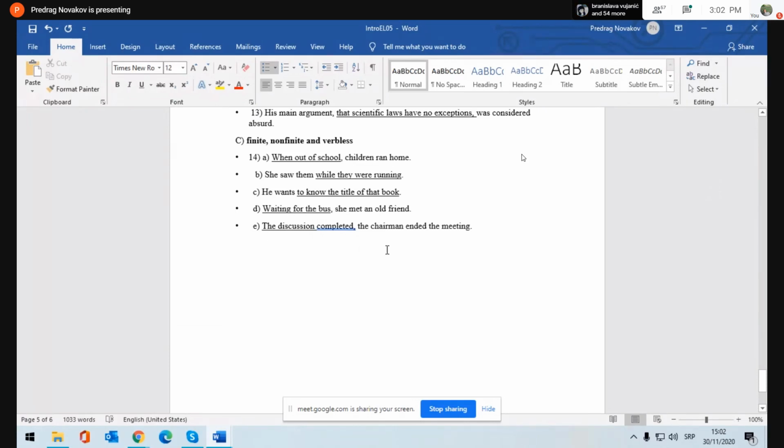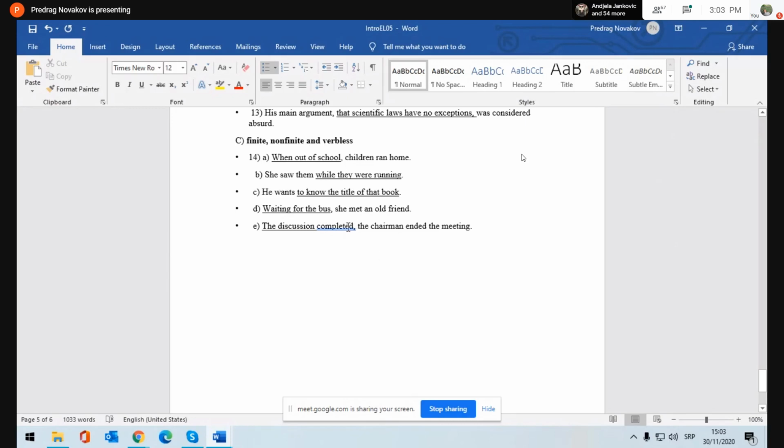And the last one, C, the discussion completed, the chairman ended the meeting. This is non-finite. Okay, let me start from this one. Ended is finite. We can see the tenses, but the discussion completed is non-finite because completed is past participle. Completed is not a simple past. It's past participle. Why is it a past participle? Is it a normal sentence in English? The discussion completed, full stop. You need something which follows. Completed something. So this is not a simple past. This is past participle, and it is a non-finite clause, does not show tense.